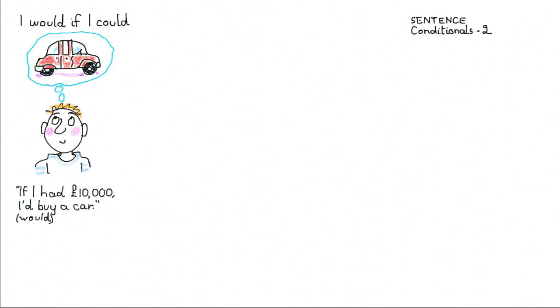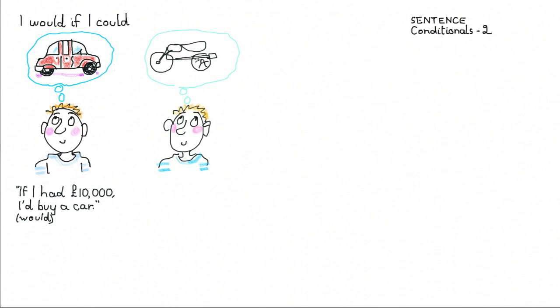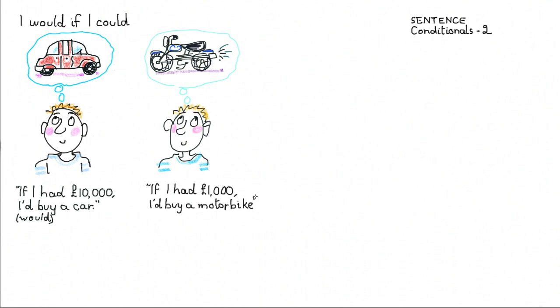He's a dreamer. And here he is still dreaming. A little less ambitious this time. What's that? And what's he saying? "If I had £1,000, still a lot of money, I'd buy a motorbike." I'd buy a motorbike. And again, I'd is really I would, so I'll just write would there.